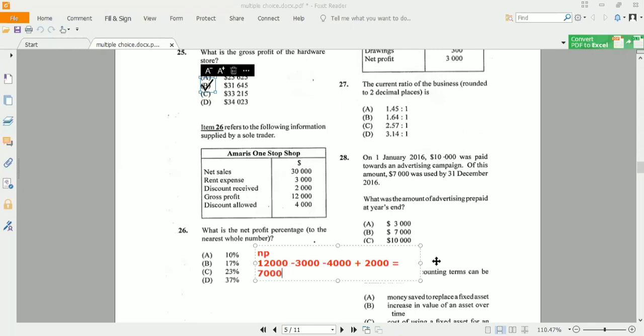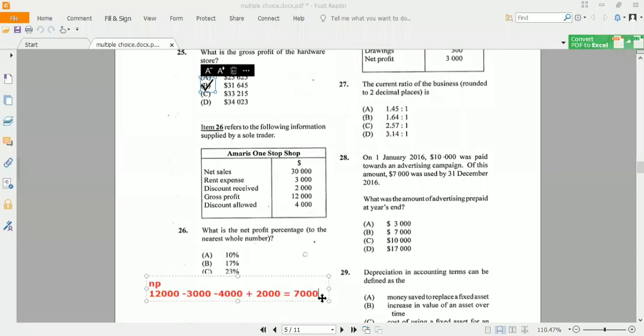So now that you have the 7,000, you can then determine your net profit percentage because we have our net profit value, and we're seeing that our net sales is 30,000. So 7,000 divided by 30,000 times 100, what do you get?